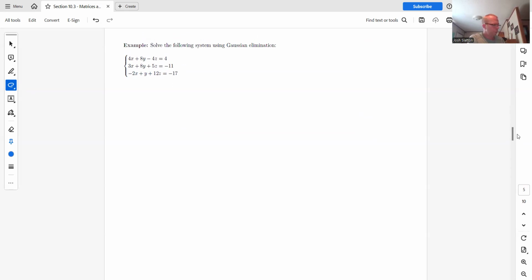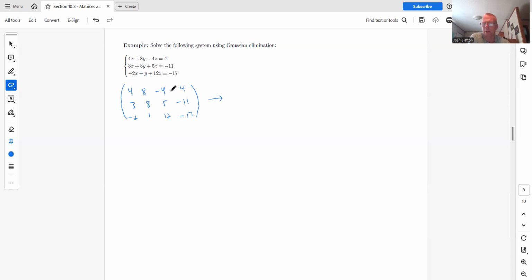And so the first step we will do is to write the augmented matrix. So let's do that. We have 4, 8, -4, 4, 3, 8, 5, -11, -2, 1, 12, -17. The first thing we notice, if we're doing Gaussian elimination, is that we need ones going down like this, hopefully, if that works out. If it doesn't work out and we end up with all zeros, that's okay too. But this one probably needs to be a 1.